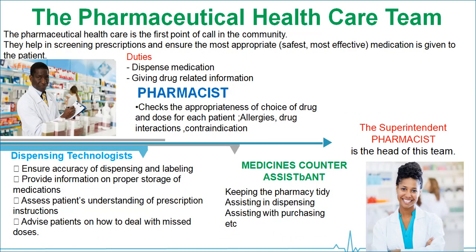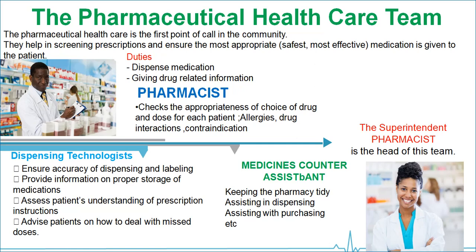Let's take a look at the pharmaceutical healthcare team. The pharmaceutical healthcare team is the first point of call in the community. Most often, when somebody is sick in the community, the first place they go is the community pharmacy, which also provides primary care. However, if the condition is beyond the community pharmacy, the pharmacist refers the client to the appropriate health facility for further medical attention. They help in screening prescriptions and ensure the safest and most effective medication is given to the patient.